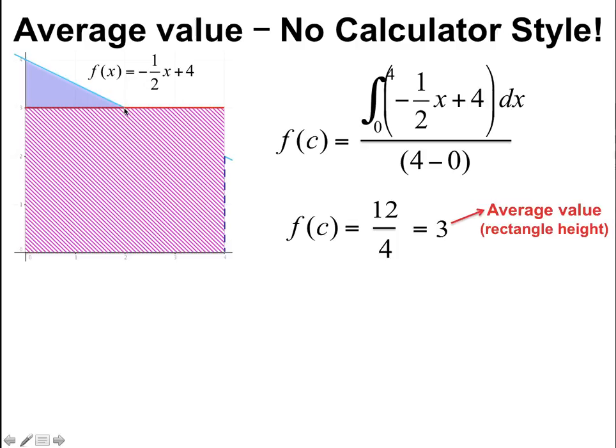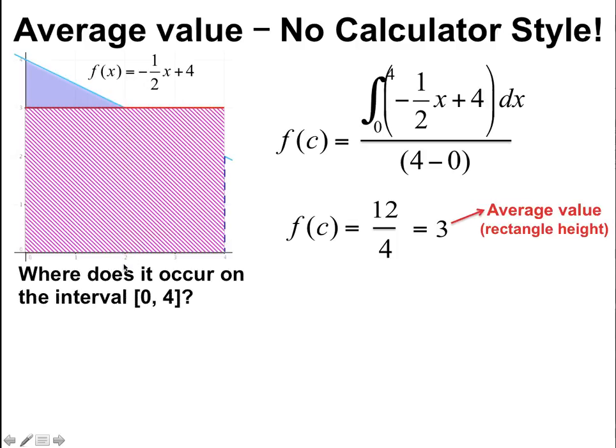You notice that it crosses the function exactly 1 time right here. You can probably eyeball where that happens, but let's go ahead and calculate that mathematically. So where does it cross? It crosses where the function equals the height of that average value, or the height of the rectangle. So it's where the function equals 3. I'll take the 4 to the other side, and I'll multiply by a 2, and that gets me an x value of 2. So the average value is 3. It occurs when x equals 2.